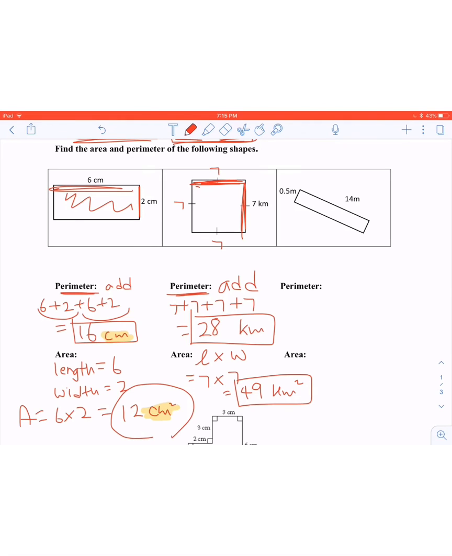Our last example, again, perimeter, we add all sides. Even though you're given only 2 measurements, you can predict that the opposite sides are the same, and then we add all sides. So it'll be 0.5 plus 0.5 plus 14 plus 14. So this is 1, this is 28, so it'll be 29 meters.